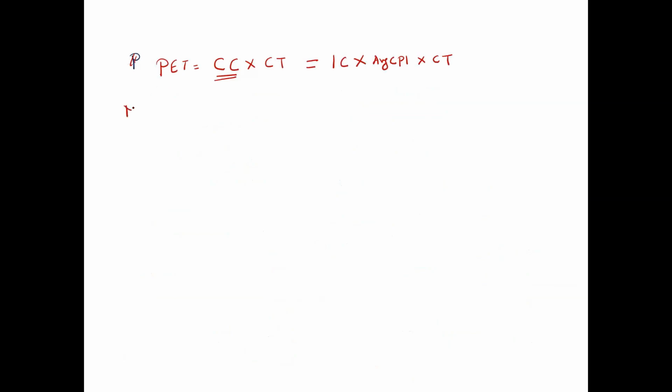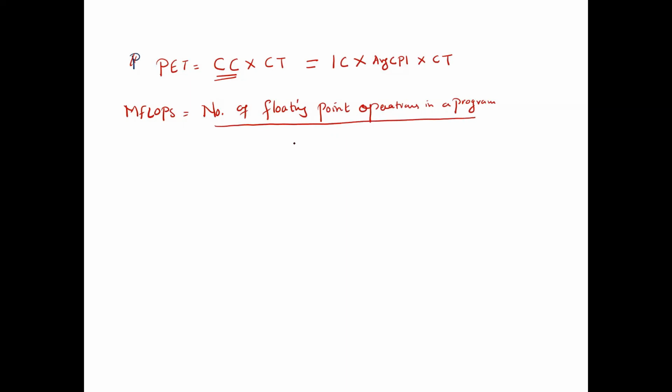The first parameter is MFLOPS. What is MFLOPS? It represents the number of floating point operations in a program. So you write the count of such floating point operations in the numerator, divided by the program execution time multiplied by 10 raised to 6. We multiply by 10 raised to 6 in the denominator because we are going to determine it in terms of millions, per million, right? So that terminology is called million floating point operations per second.